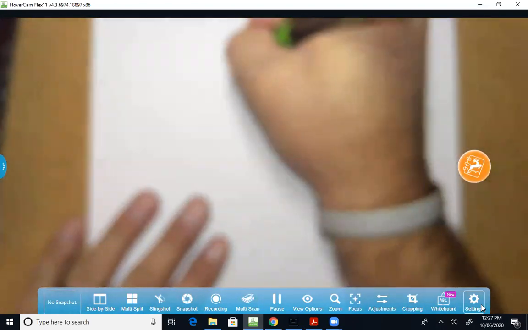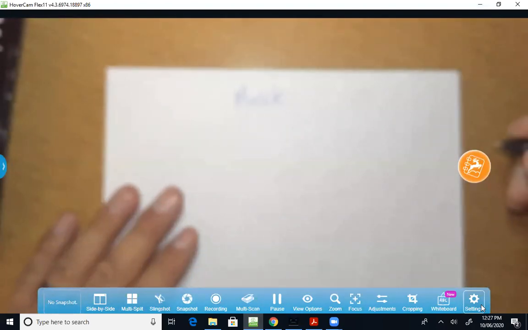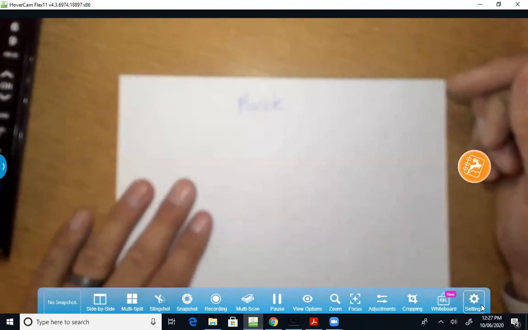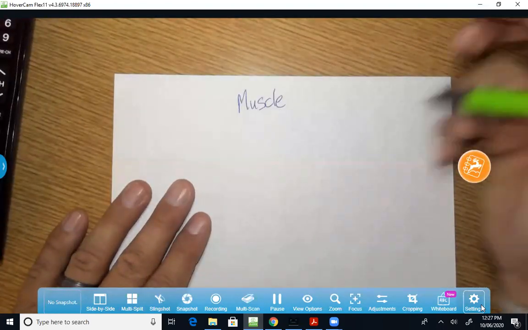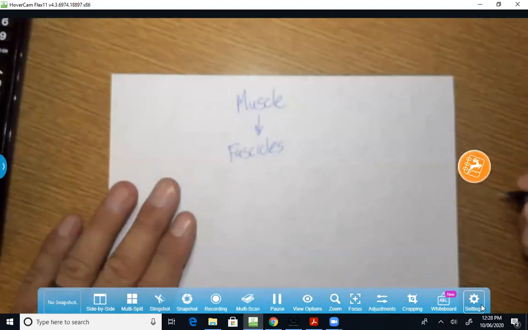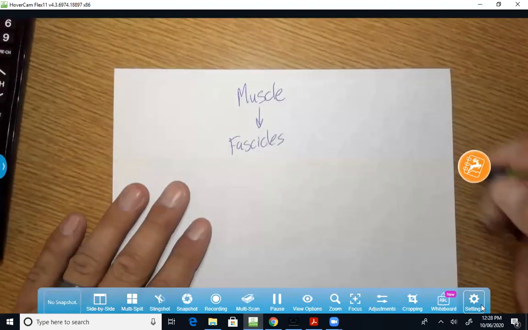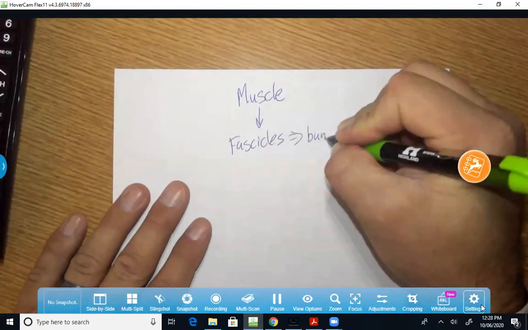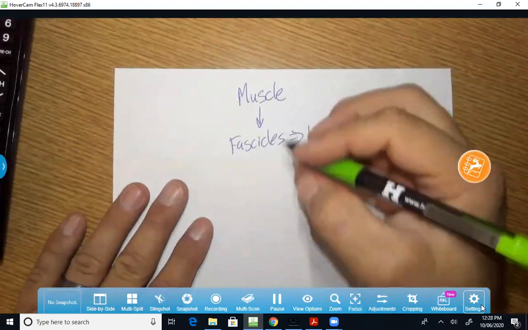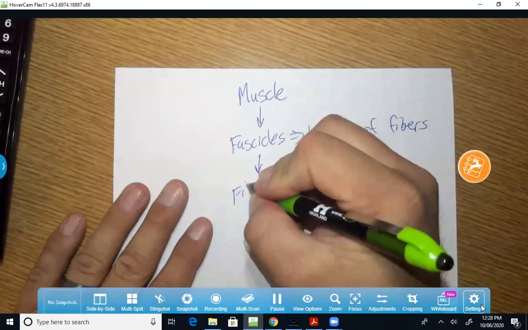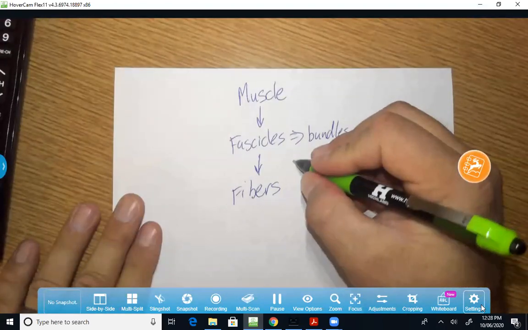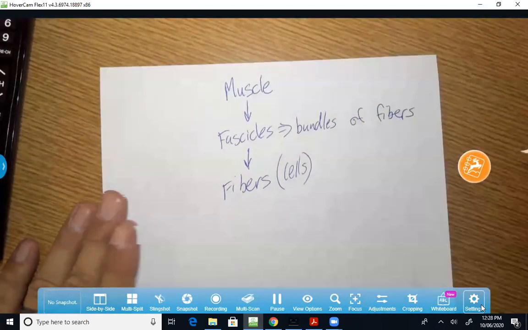So I just call this a flow chart. I'll start at the top with the largest structure, which would just be the entire muscle itself, which is then subdivided into smaller structures called fascicles. Fascicles are just a bundle of fibers, which means that our next level of organization are fibers, which we just learned are the fancy way to describe our cells.